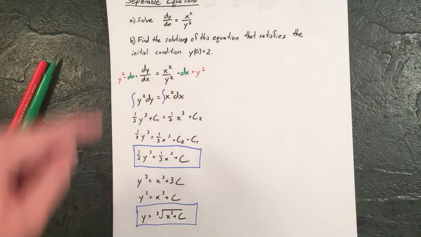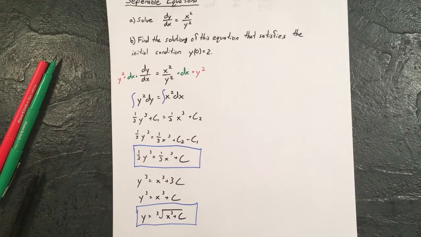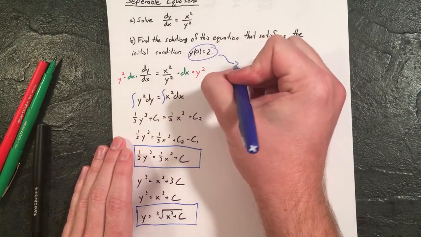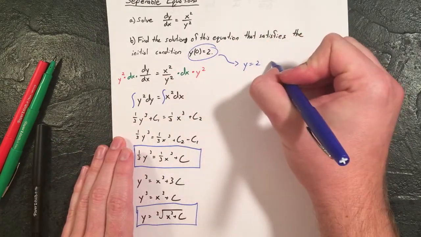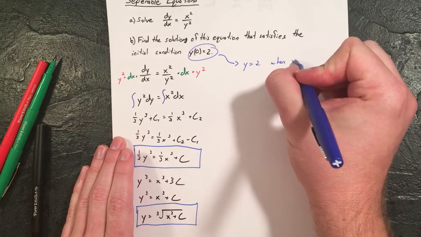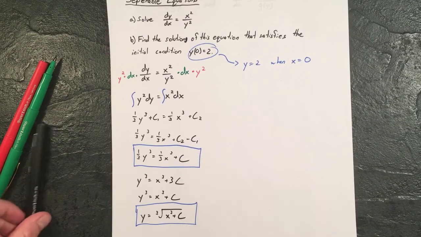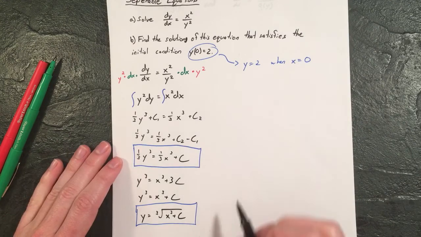Now, to get to part B, where it says find the solution to the equation that satisfies the initial condition y of 0 equals 2. So that's saying that y equals 2 when x equals 0. It's kind of breaking down what this whole thing means. So y equals 2 when x equals 0. And we could use either of these equations to help us solve for this. I'm going to use the bottom one since we already have it as y and x.